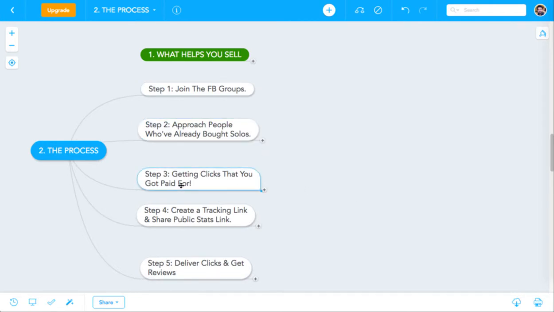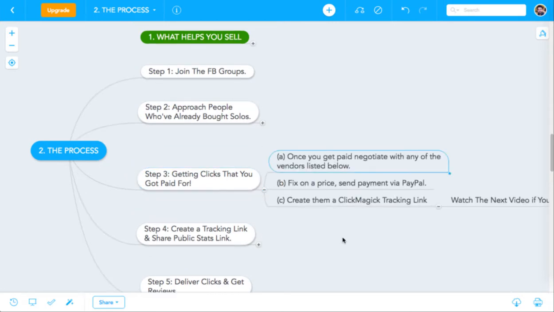Step 3 is getting the clicks that you got paid for. Once you sell, we assume that you've sold successfully in step 2. What do you do then? Step 3 is, once you get paid, negotiate with any of the vendors listed below. We've already negotiated with them to give you a special price, but you can always go to SoloAdsX or any other website for that sake and find some vendor that you negotiate your own prices with, and you ask them to be your partner, and you resell their clicks. That's completely up to you, and we also recommend that you do it in the future, but right now you can start with the list below.